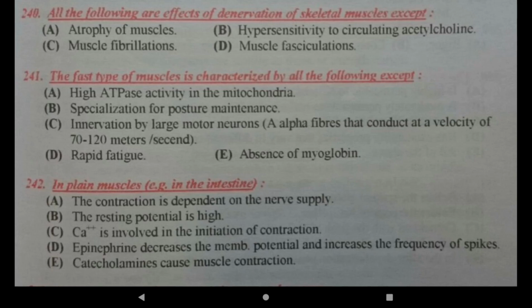We are on 241, and the correct answer is B. The incorrect statement is B, specialization for posture. White fibers are not specialized for posture.